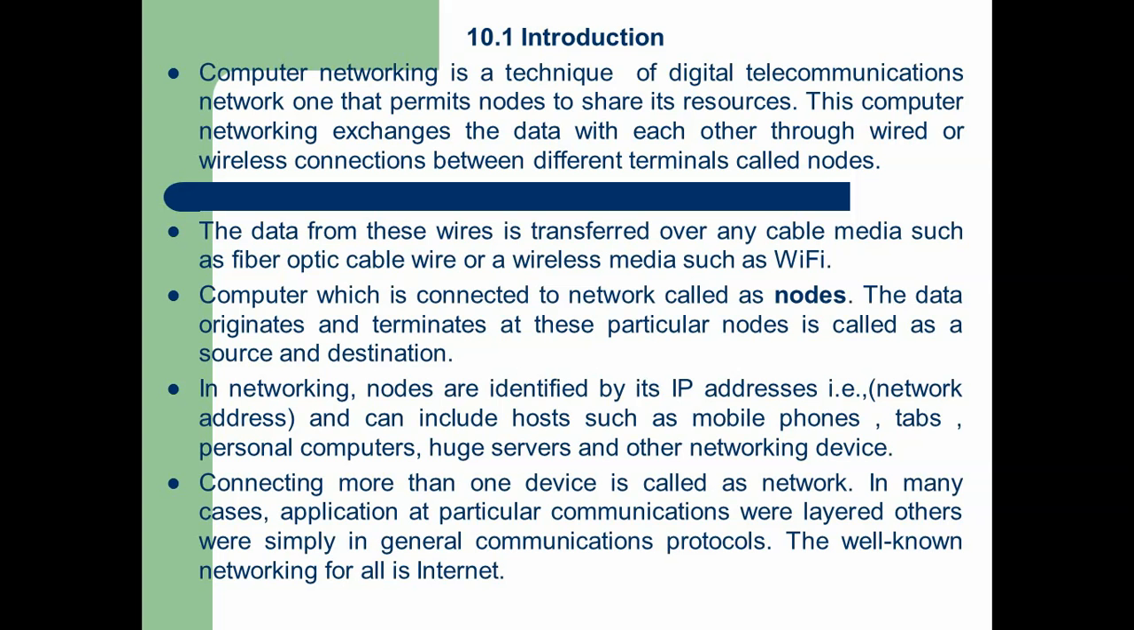So a computer which is connected to a network is called a node. Of course, we know the data originated and terminated at a particular node is called the source and the destination. For example, if anyone calls from one location, that data is transferred to the local computer, which acts as a source node, and this computer will send all the data, that is voice, to the destination, where there is another computer which receives the sound and sends it to the destination user. So this type of computer is called a destination node.